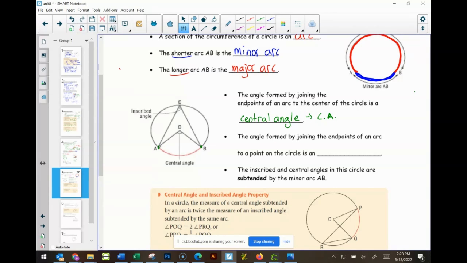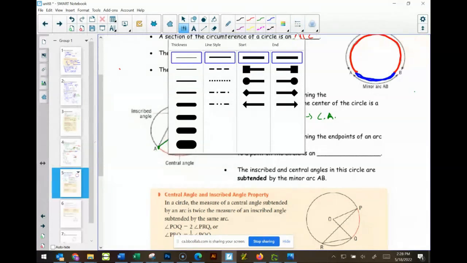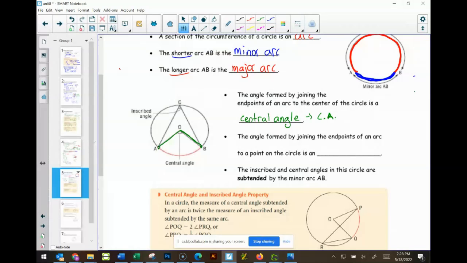So in this one, A to the center O to B is the central arc. So the angle that is formed by that is the central angle. And then there's another type, because we've got the major arc as well, where the next angle doesn't go to the center of the circle. It starts at the same point, still starts at A, and it still ends up at B.